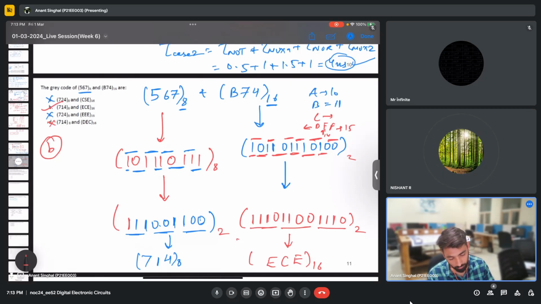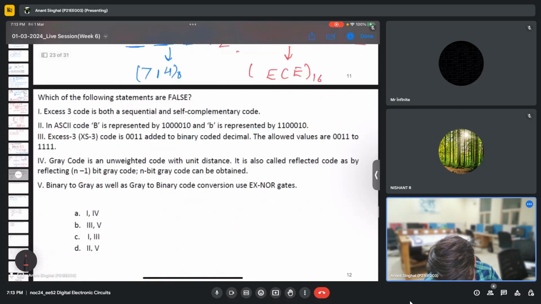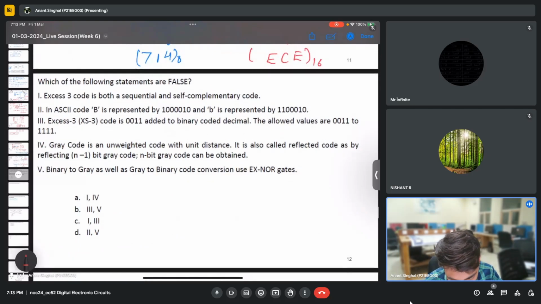No, sir. Fine then. So again, this is a theoretical question that we have done similar, so let me do it quickly. Excess-3 code is both sequential and self-complementary. So this is theoretical, and again we need to check the false statement.